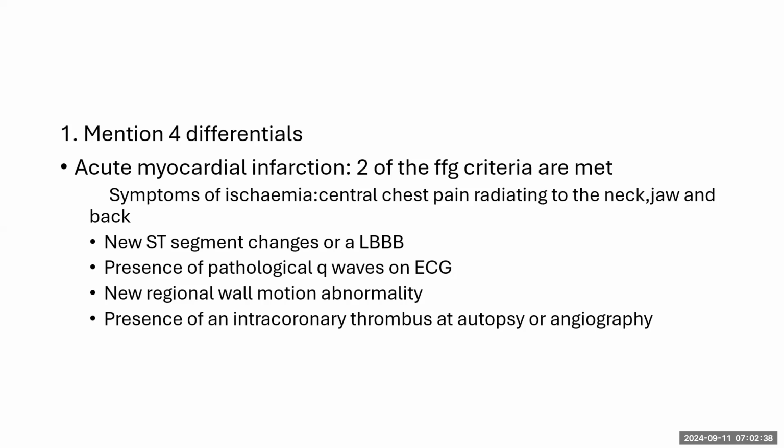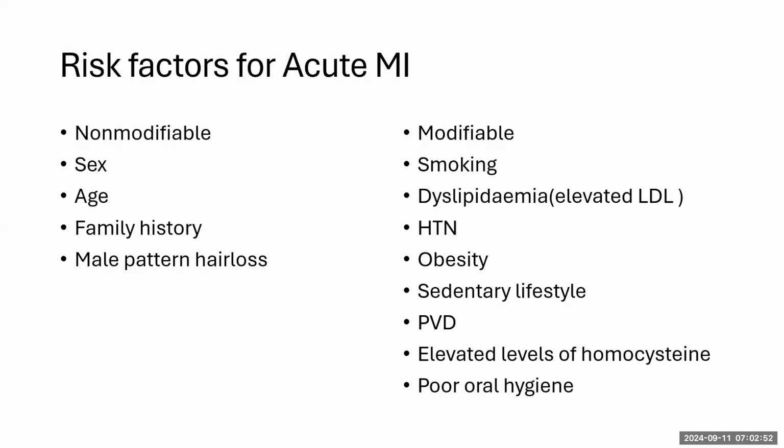So this patient met 2 of these criteria, that is the symptoms of ischemia and the new ST segment changes, as well as the presence of pathological Q waves on ECG. The risk factors, the non-modifiable and the modifiable: non-modifiable are sex, age, family history, male pattern hair loss. Then modifiable: smoking, elevated LDL, hypertension, obesity, sedentary lifestyle, peripheral vascular disease, elevated levels of homocysteine, oral hygiene. This patient met both, non-modifiable meaning age and male sex, and the history of obesity and type 2 DM.